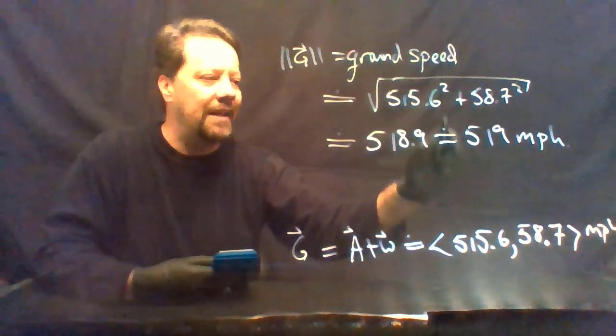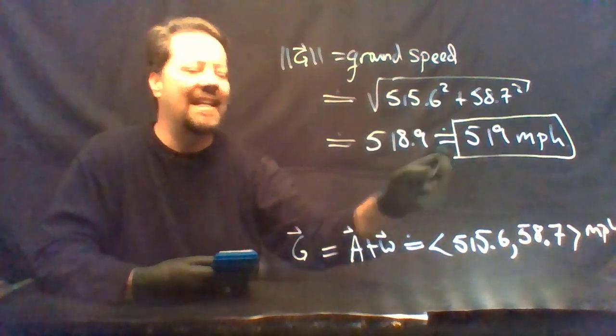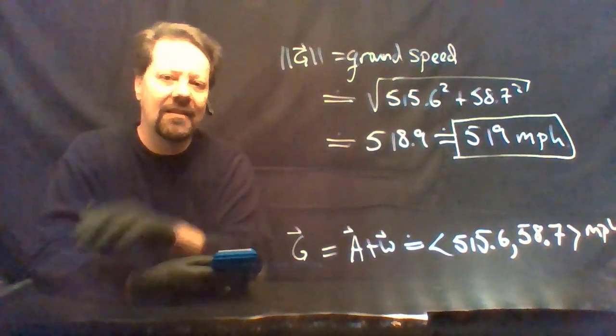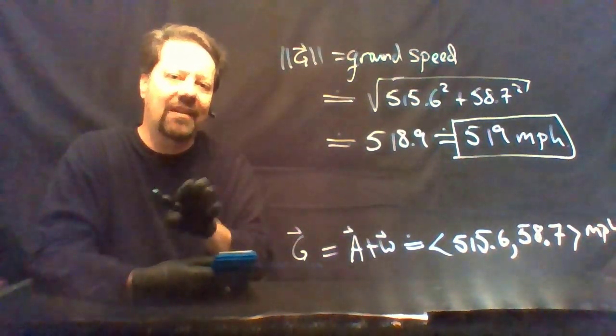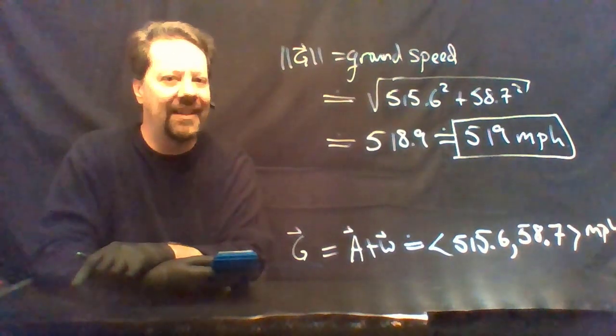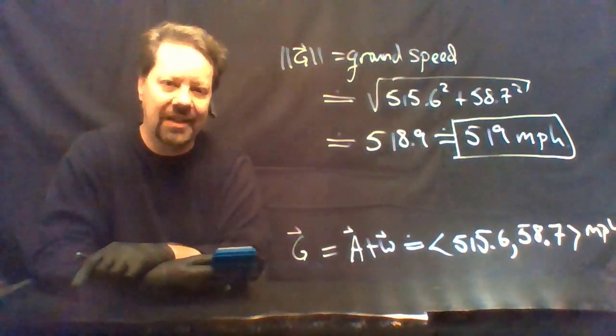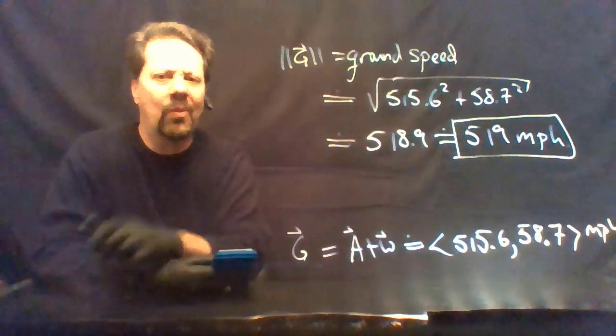So the ground speed is 519 miles per hour. That side wind gave the craft a little bit of a boost in addition to knocking it out of its direction a little bit. But what is the direction?